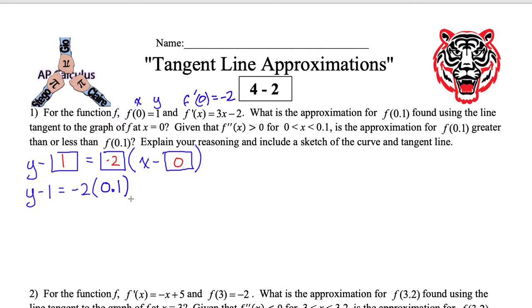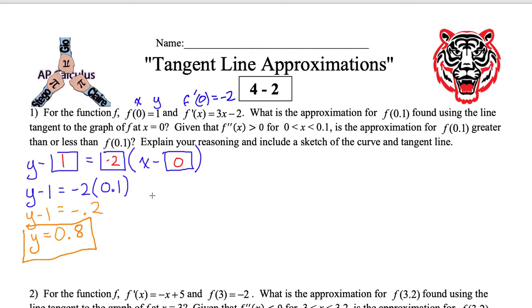Then I have to do some mental math. -2 times 0.1 is -0.2, and that's being set equal to y minus 1. I add 1 to both sides, and I get y is equal to 0.8. Why do we have to solve it? Why can't we just leave it? Because you need to give an approximation for f of 0.1. So that's one of the answers.